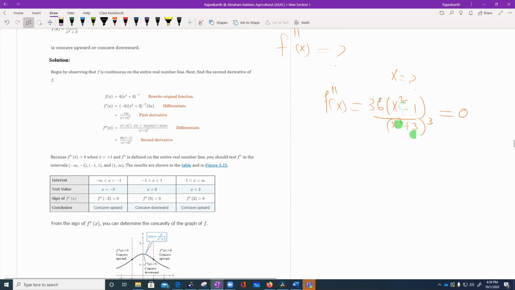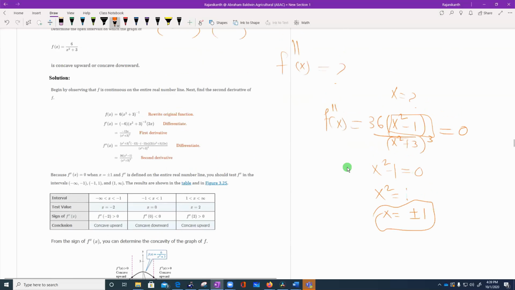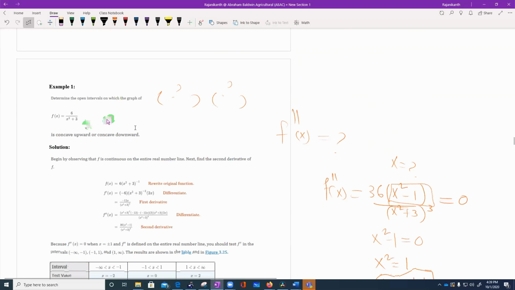Of course, the only way to make this 0 is if the numerator is 0. Solve this, so x squared is 1, therefore x is plus or minus 1. So these are the two values where the second derivative is 0. Before that, ask yourself, what is the domain of this function? Could you tell me the domain of this function? Because it's x squared plus 3, and you solve it for 0, that means your x can't be either of the 3's, positive or negative. So wouldn't it be negative 3, 3?